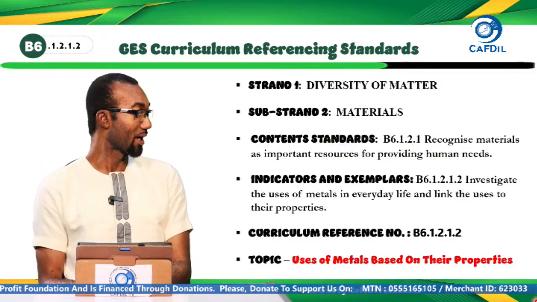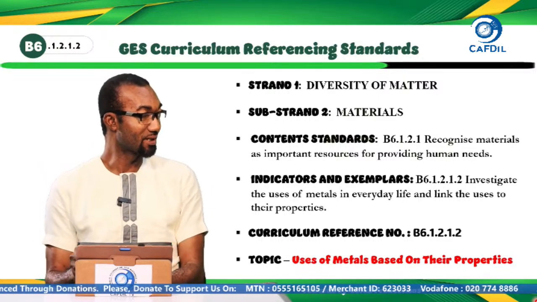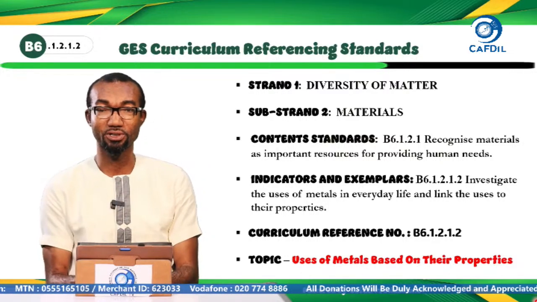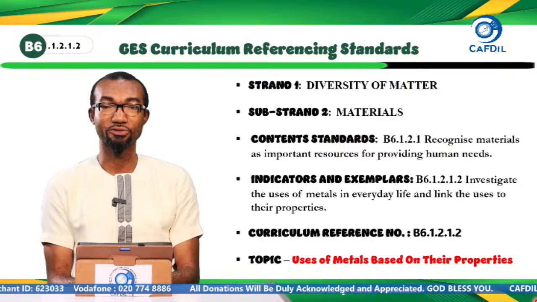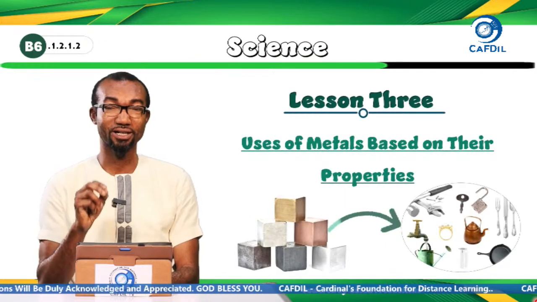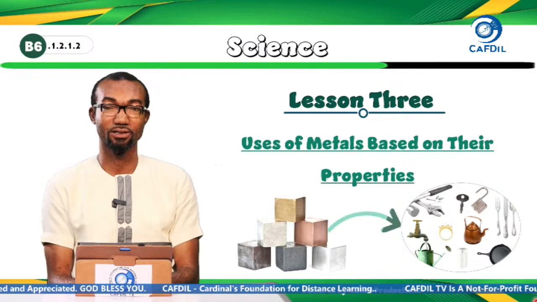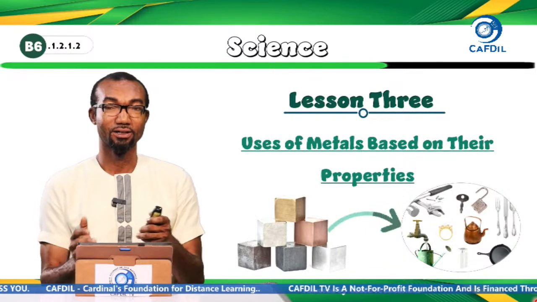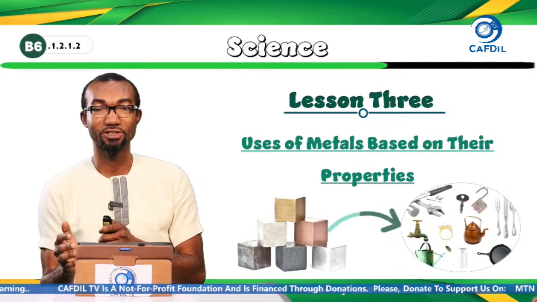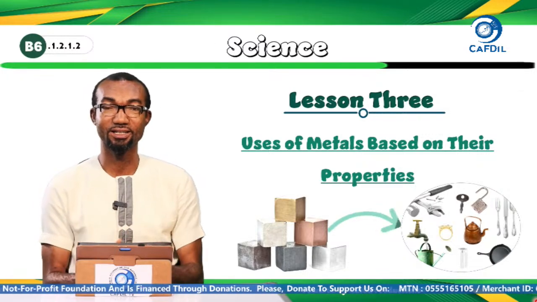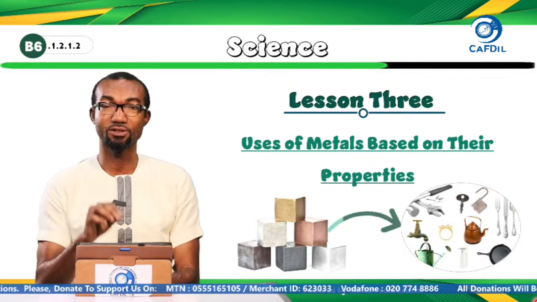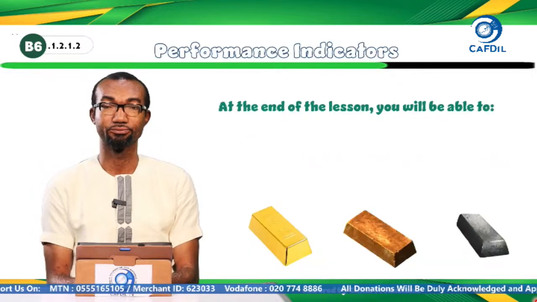Today, as I said, we are moving on to the uses of metals based on their properties. We talked about the properties of metals in our previous lesson. I remember we talked about ductility, poor conductivity of heat, malleability, and the rest. So today we are going to look at the uses based on each property.